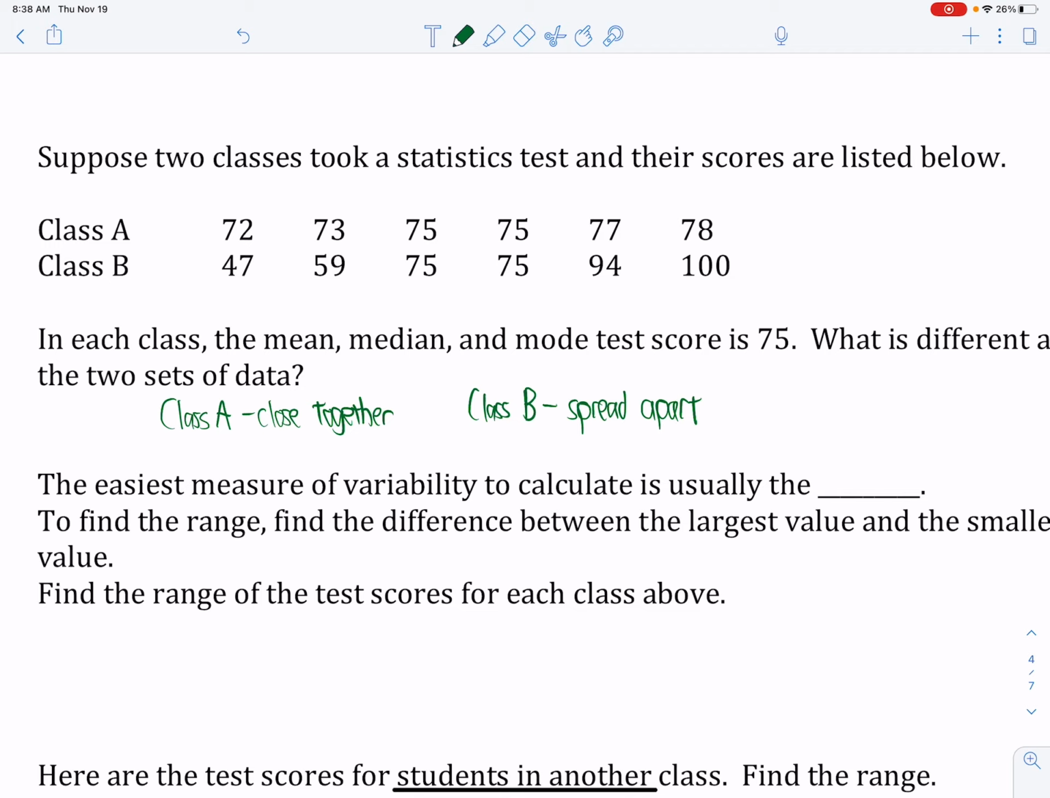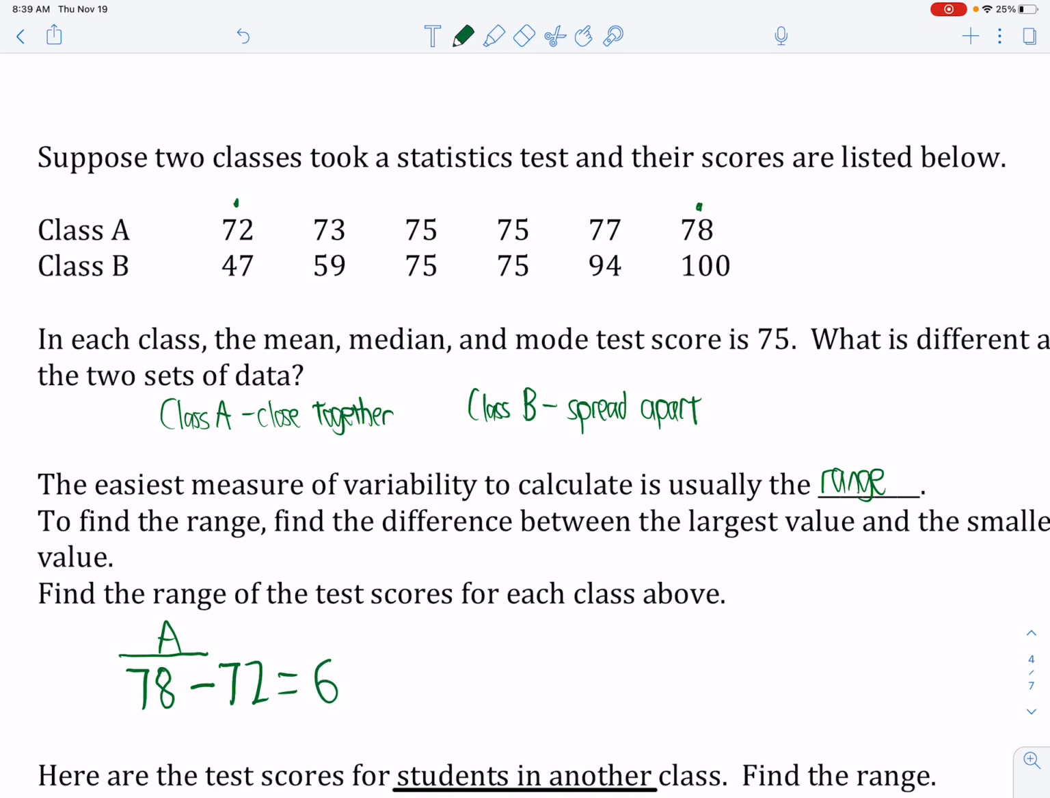Now, one of the more commonly used ones is what we call the range. The range is a very easy measure of spread to calculate. To calculate the range of a set, you just take the highest number and subtract the lowest number. So, for example, for class A, if we wanted to find the range, we would take the highest number, which is 78, and subtract the lowest number, which is 72. And then we get 6.